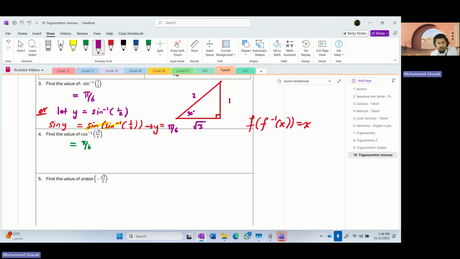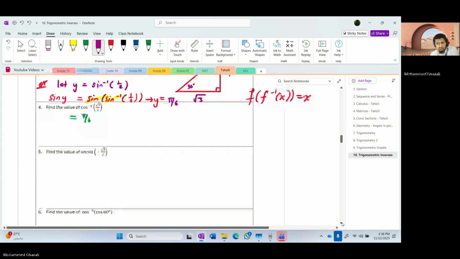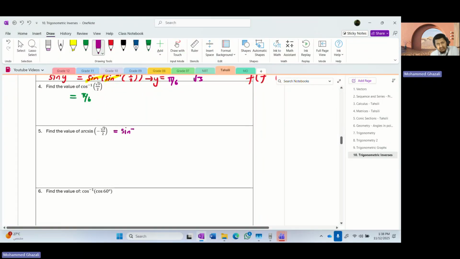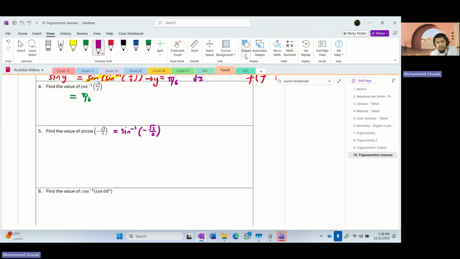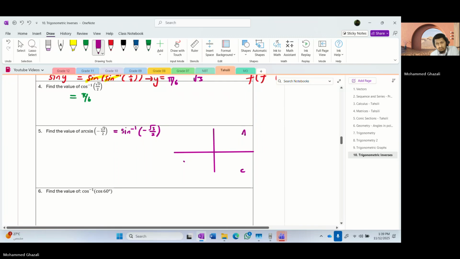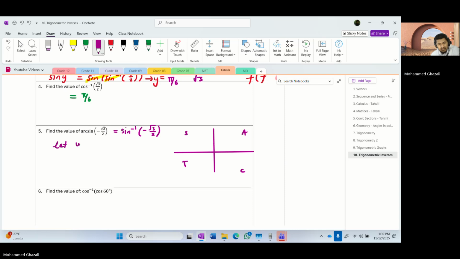Next one, find the value of arc sine negative root 3 over 2. Right, so we want to find sine inverse negative root 3 over 2. So we need to check where sine is negative, okay? Sine is negative in the third and fourth quadrant. So we're going to say let sine y equal negative root 3 over 2. So we're basically solving for y. So y will now be equal to sine inverse negative root 3 over 2.